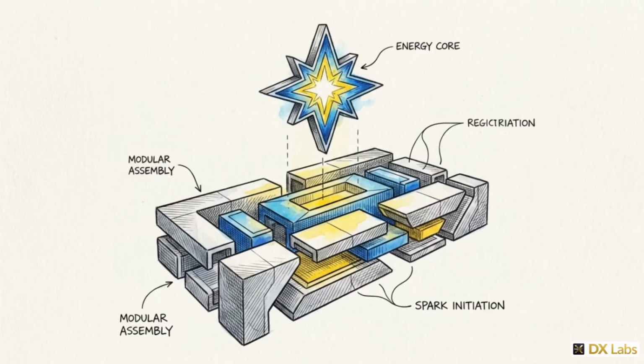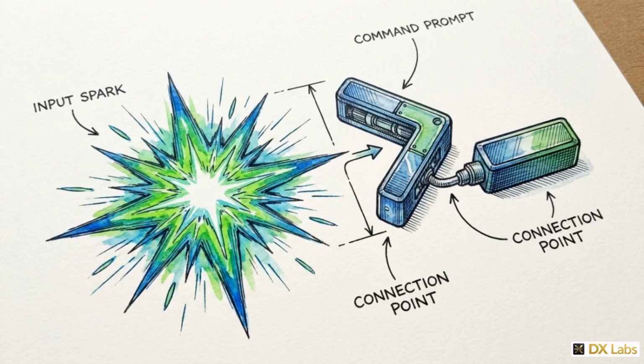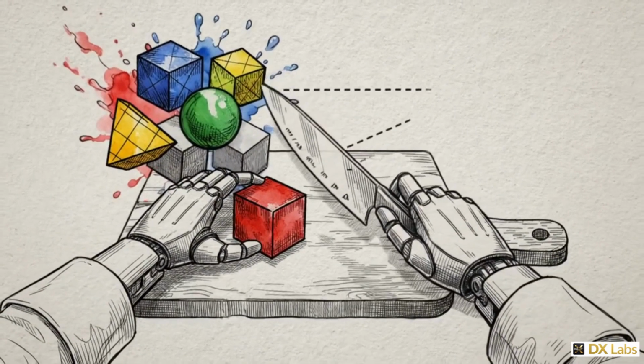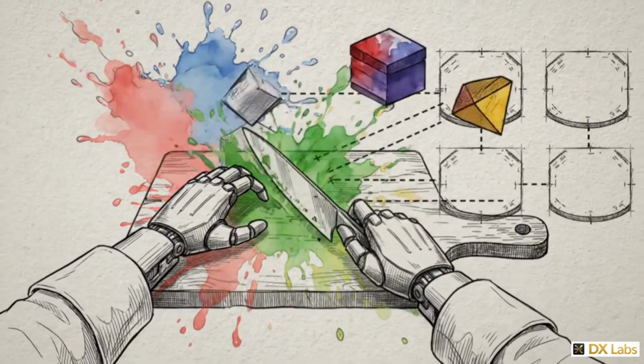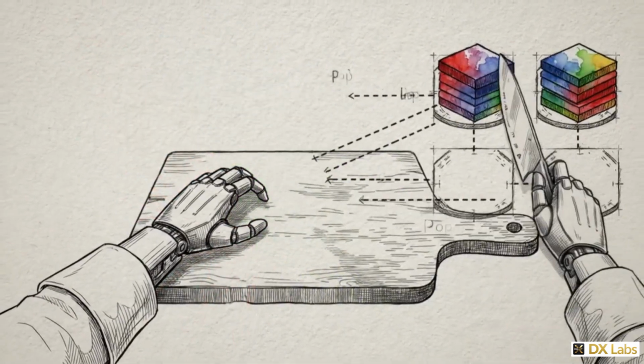Let's start with generative AI. This is the system you use when you need to create something completely new based on a simple prompt. Think of a language model like a master chef. Give it a list of ingredients, your prompt, and it rapidly synthesizes them into an original dish.